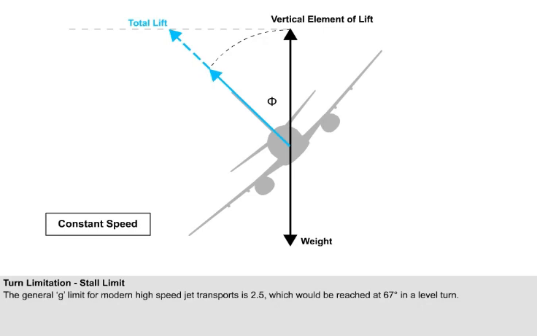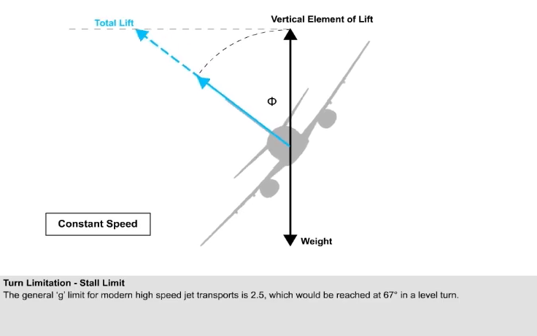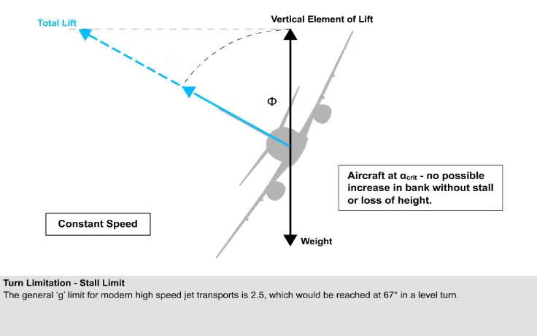If speed is kept constant but bank is increased, the angle of attack must be increased to provide the further extra lift required. At the stalling or critical angle, no further increase in bank or decrease in radius is possible. Since stalling speed varies with weight and g, this limit will be a function of those two factors.